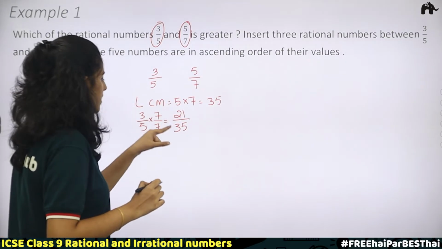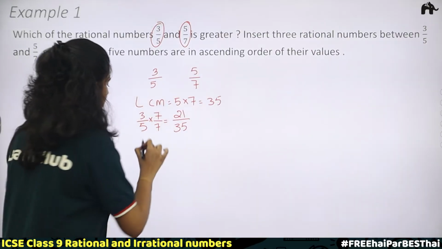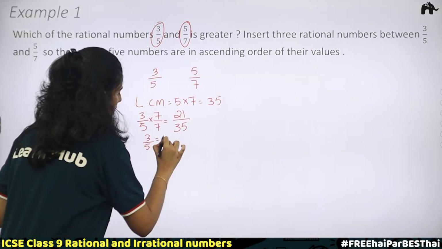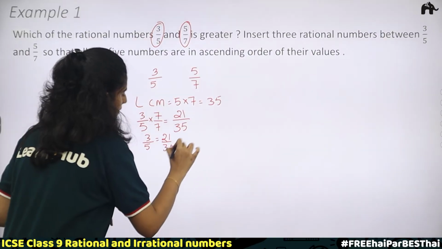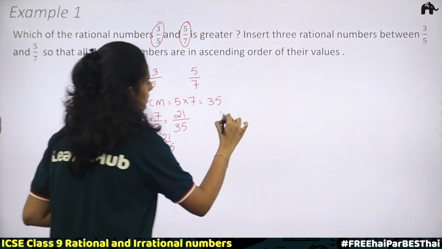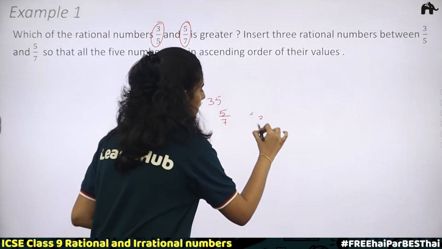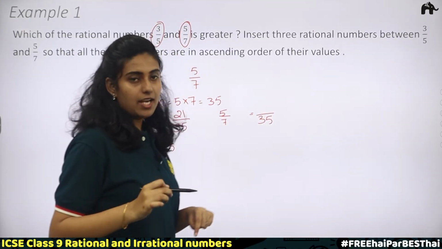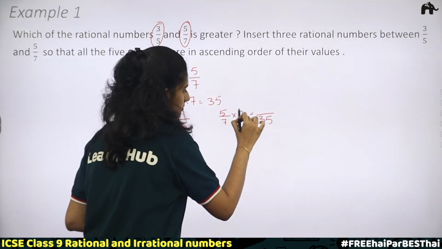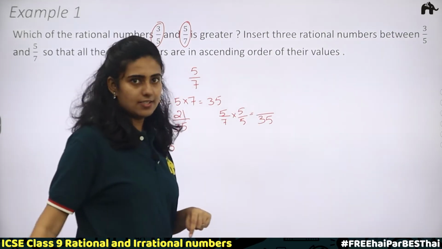Okay, so 21 by 35. 3 by 5 is equal to 21 divided by 35. Now take the second number, 5 by 7. Okay, we have to get 35 in the denominator. What should be multiplied? You have to multiply the numerator and denominator with 5.